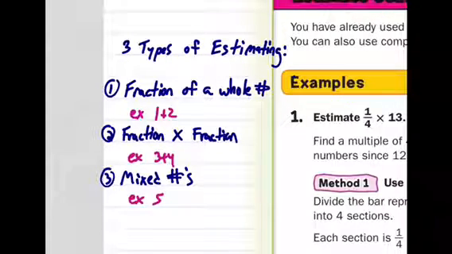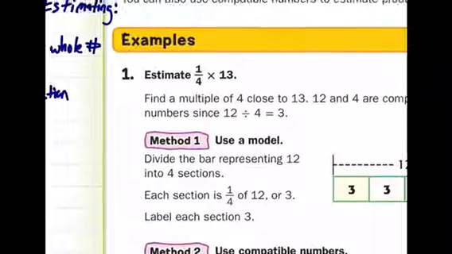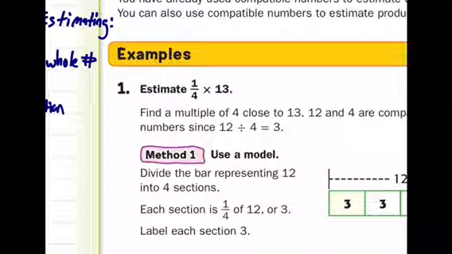So we are going to start with examples 1 and 2 to show you how to estimate a fraction of a whole number. So in example 1, it says estimate 1/4 times 13. Now remember that the times means of, so this is the same as 1/4 of 13. Now the trick to doing these is you must make the whole number compatible with the 4. So basically, we're going to change 13 to a number close to 13 that divides by 4.